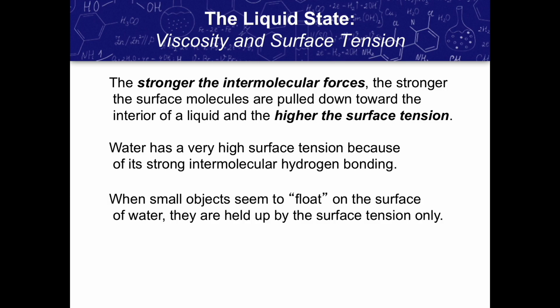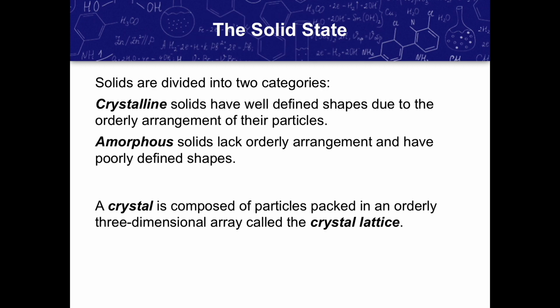Now, when a liquid is cooled so that the intermolecular forces are stronger than the kinetic energy of the particles, a solid state is formed. Solids can either be crystalline or amorphous. A crystalline solid has a regular arrangement of particles, or a well-defined shape due to the orderly arrangement of the particles. Amorphous solids lack orderly arrangement and have poorly defined shape.